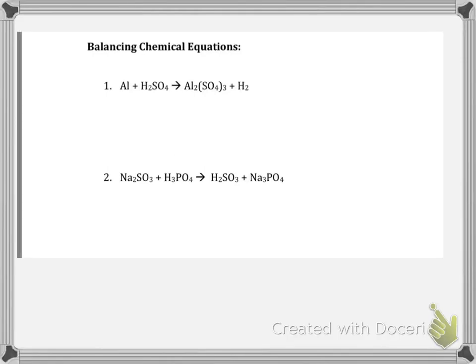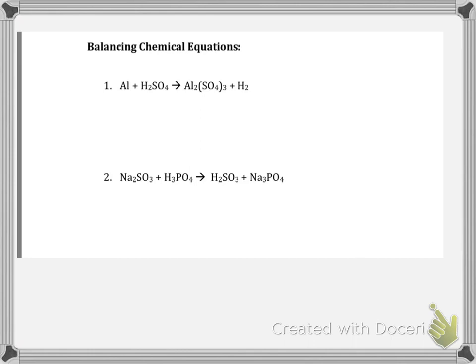Balancing chemical equations is like chemical bookkeeping. The law of conservation of mass says that matter cannot be created or destroyed during a chemical reaction. What it means for us in terms of a chemical equation is that we must have the same number of each type of element on the reactant side and the product side. That's where balancing comes in.